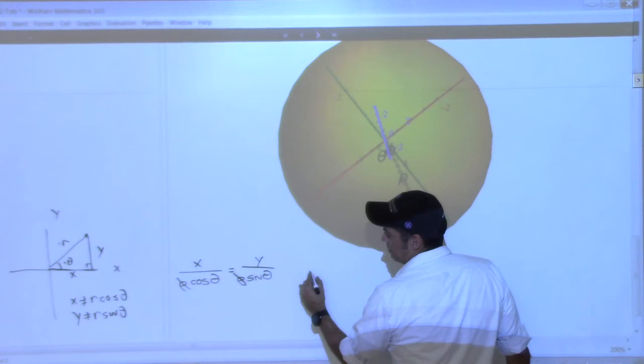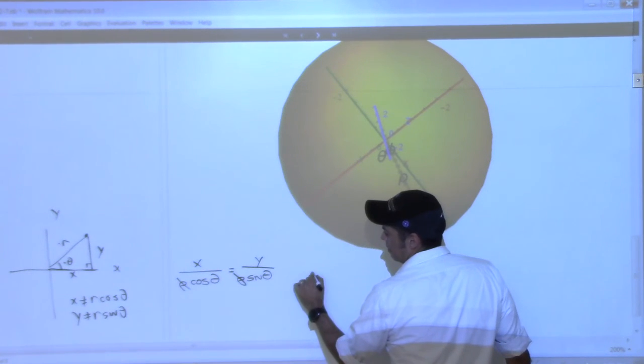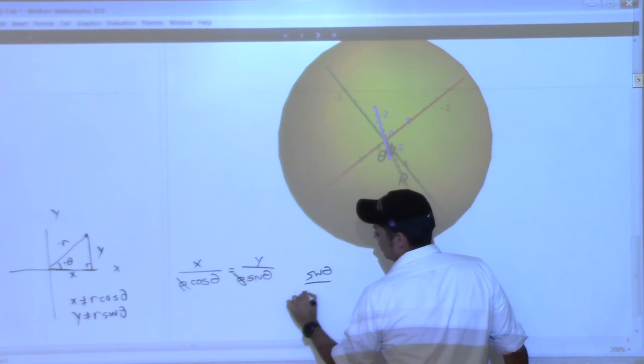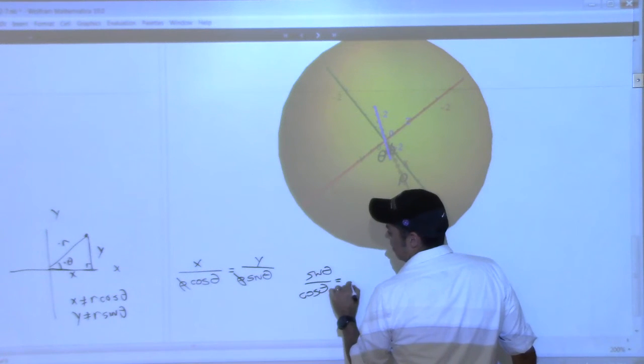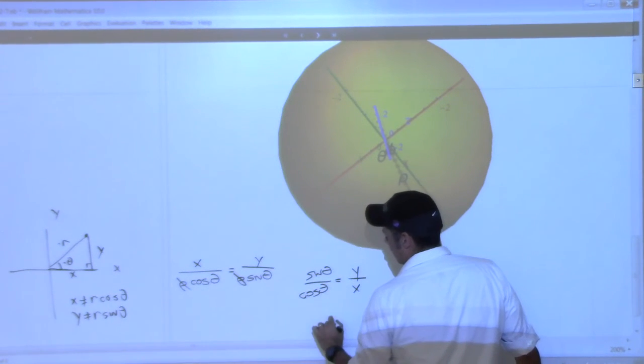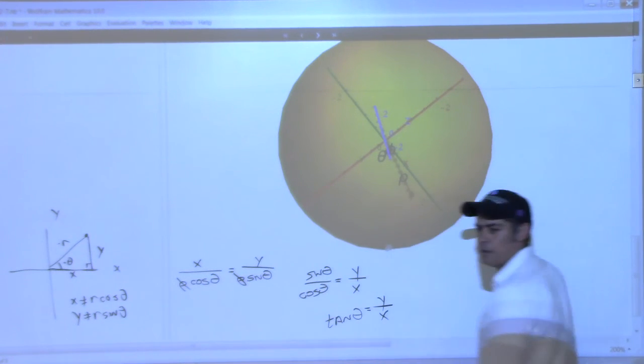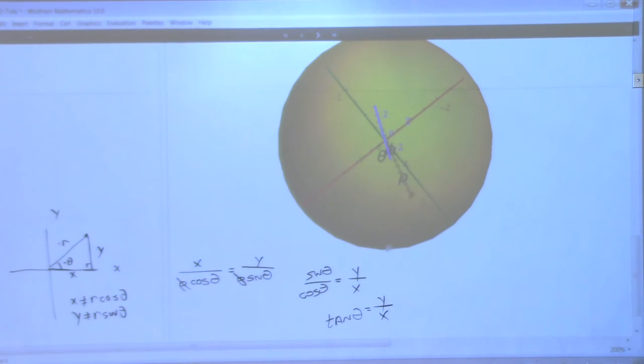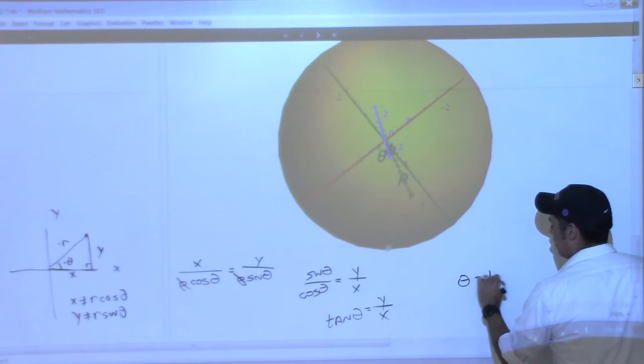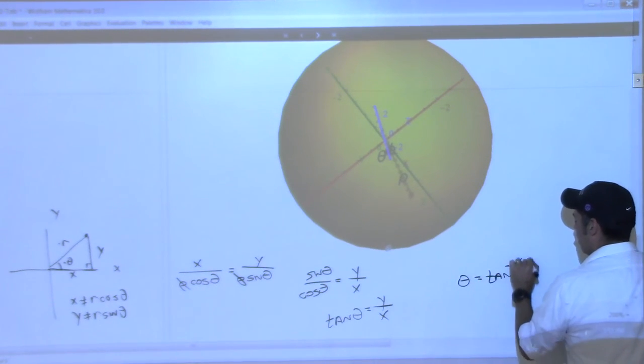You just multiply both sides by rho, and then sine theta over cosine theta is y over x, which means that tan theta is y over x, which means arctan is, right? That means that theta is arctan of y over x.